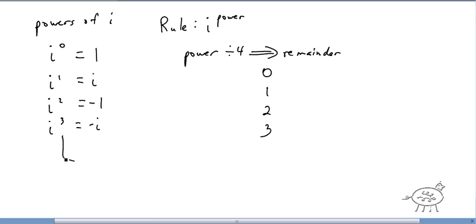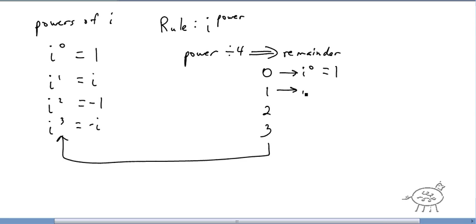And hey, look at that, huh? Wow, it kind of matches up there, which is actually really, really good. So if the remainder is 0, it's i to the 0, which is 1. If the remainder is 1, it's i to the 1, which is i. If the remainder is 2, it's i squared, which is negative 1, and if it's 3, i to the third power is negative i. That's all you need to be concerned about, just the remainder.